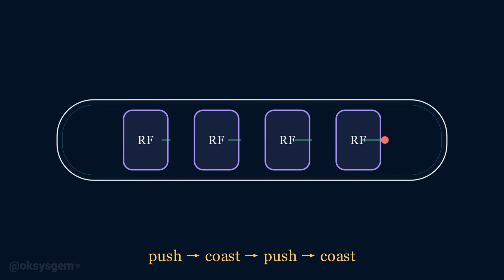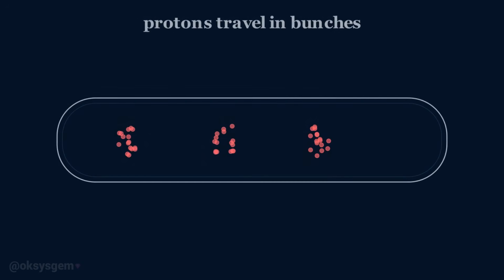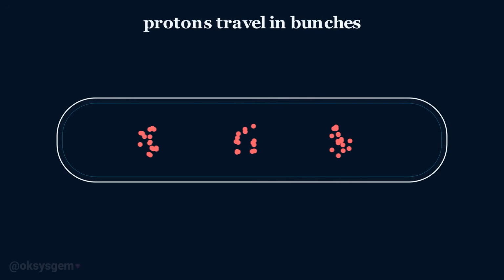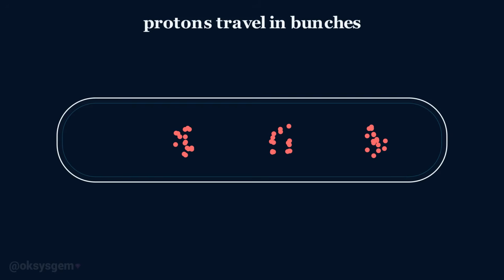The beam is not normally one perfectly continuous line of particles. Instead, the protons are organized into bunches. Each bunch contains an enormous number of individual particles traveling together through the accelerator. From your imaginary position inside the tube, these bunches would repeatedly pass through the same sections of the machine as they travel around the accelerator ring.